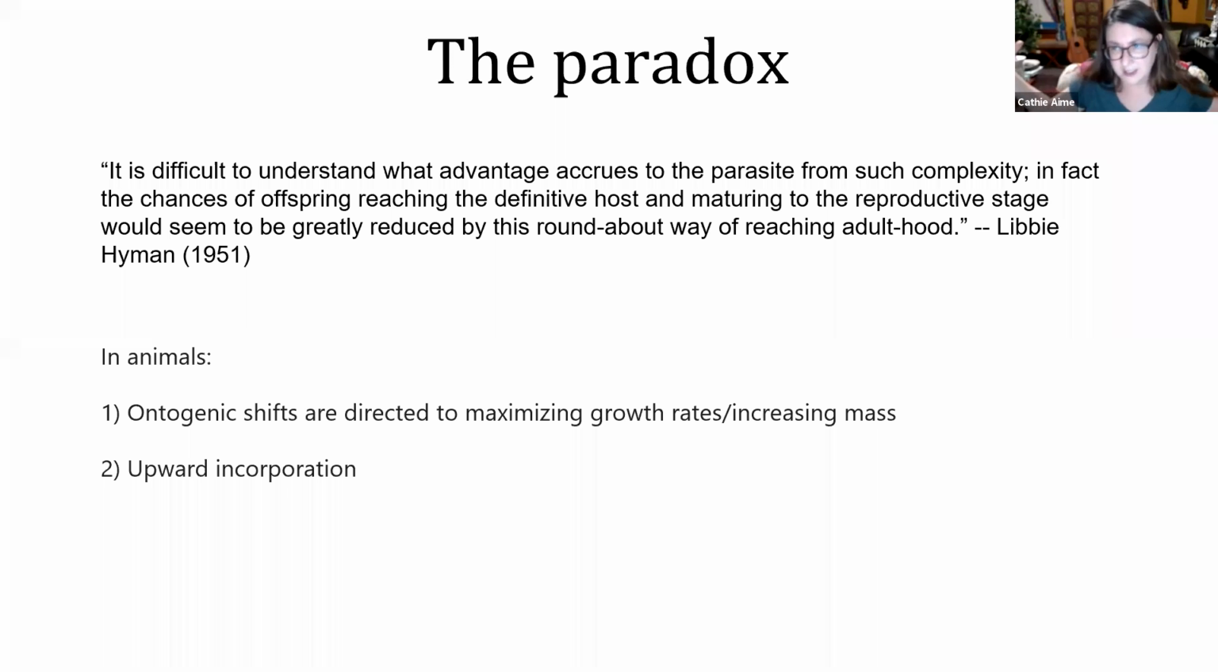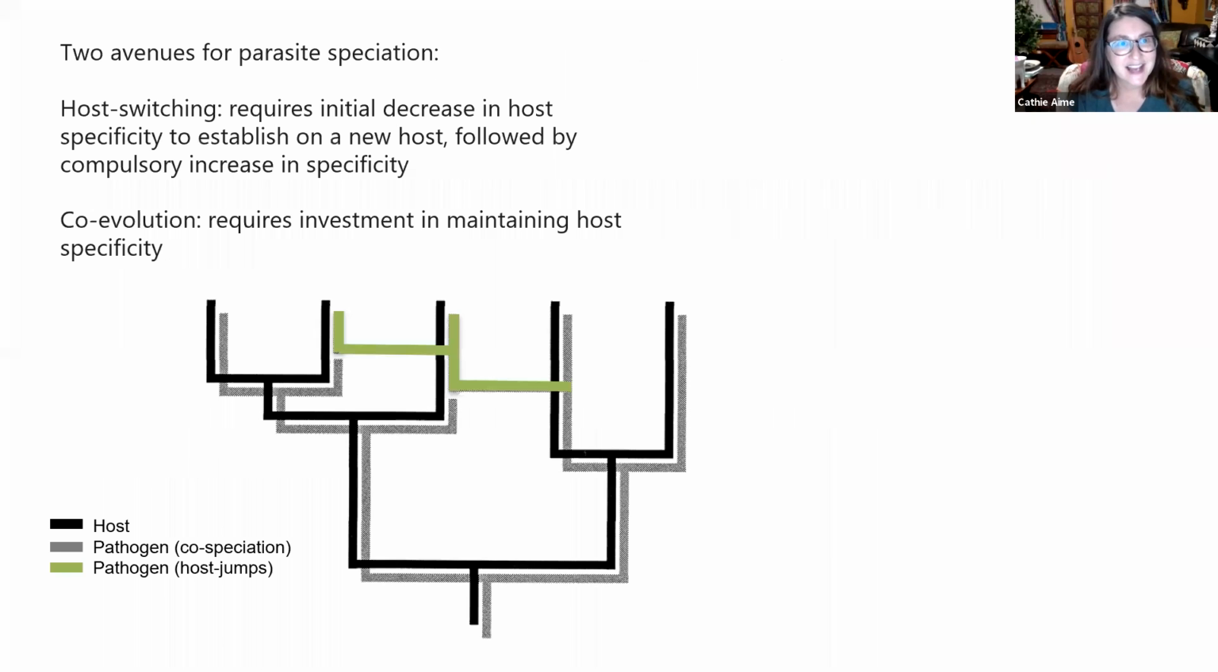One has to do with maximizing growth rate or body size. And the other, this upward incorporation, is the idea that if you're a parasite of an animal and that animal gets eaten by another animal, then it's smarter for you to become a parasite of the animal that eats your original host. That's called upward incorporation or trophic status. But again, it makes absolutely no sense for rust fungi because plants do not eat other plants. So this just fails as an explanation for why this kind of life cycle is adaptive.